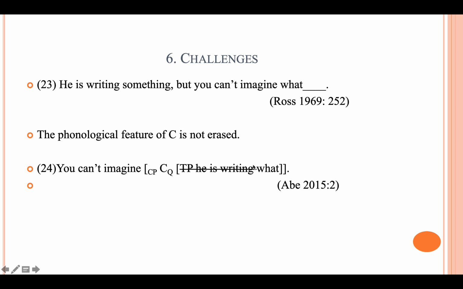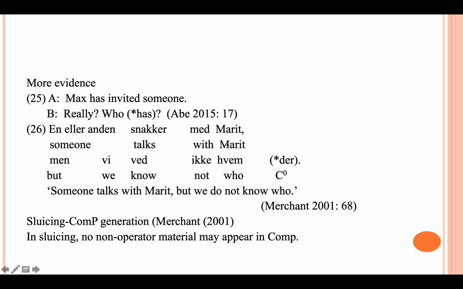Why? I think if our assumption is right, this sentence should be derived in this way. That is, what stays in situ because it does not undergo movement. The head C has no phonetic form. In other words, even if C has phonological features, its phonological features have no phonetic form. That is to say, the phonological features of C are not erased, so it is still a strong head. A lot of facts can support this assumption.